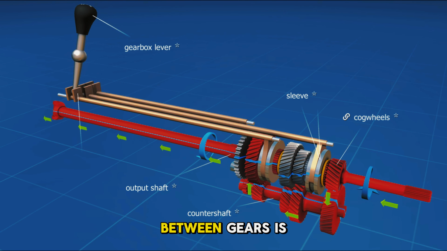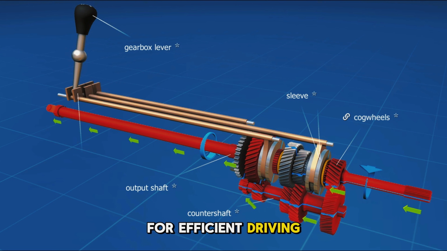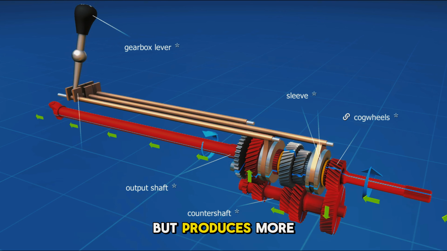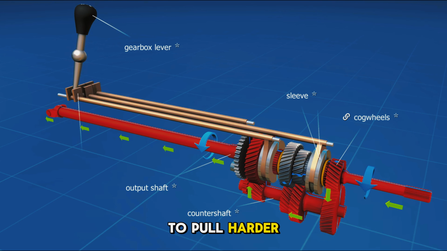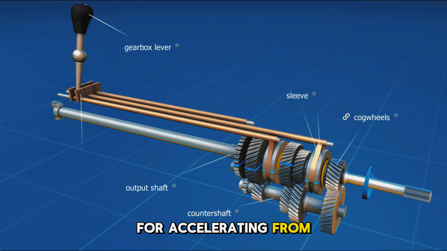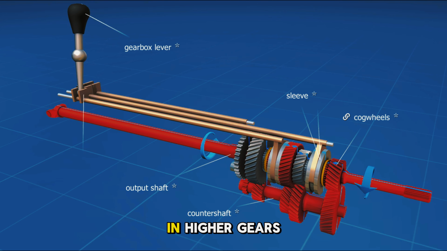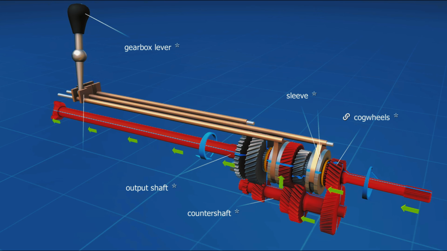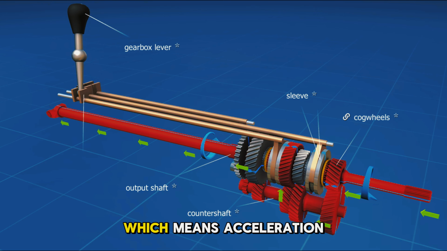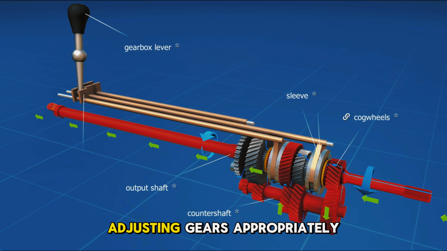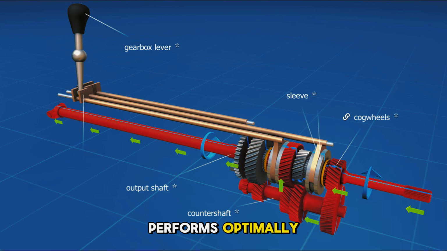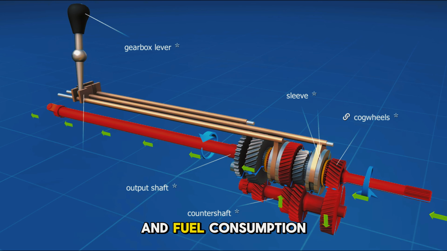Understanding the interaction between gears is crucial for efficient driving. In lower gears, such as first or second, the vehicle is slower but produces more torque, allowing it to pull harder, which is useful for accelerating from a stop or climbing hills. In higher gears, the vehicle can travel at faster speeds with greater fuel efficiency, but the available torque is lower, which means acceleration is weaker. Adjusting gears appropriately based on driving conditions ensures the vehicle performs optimally, balancing speed, power, and fuel consumption.